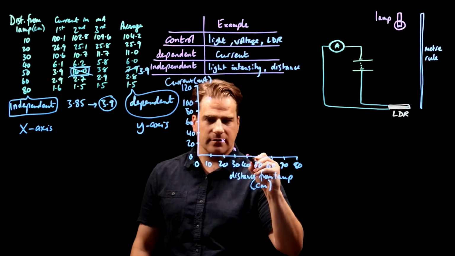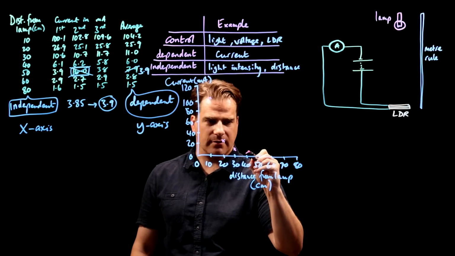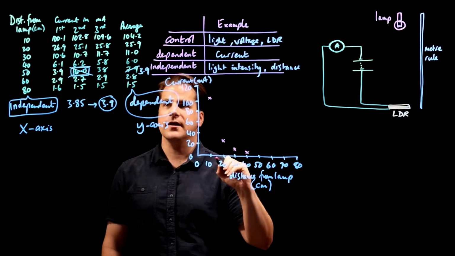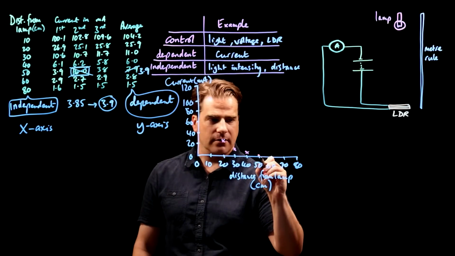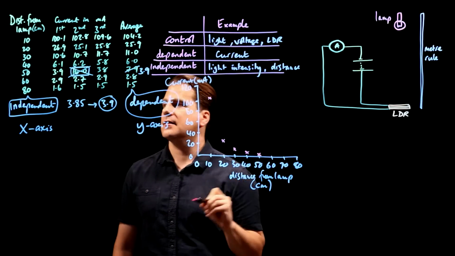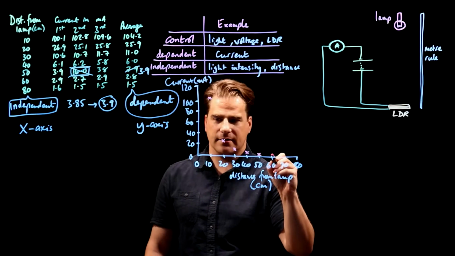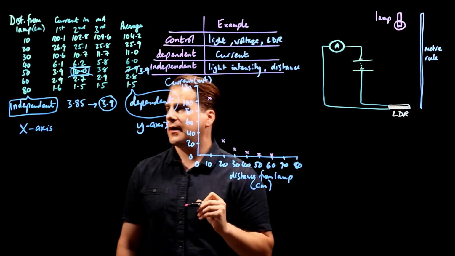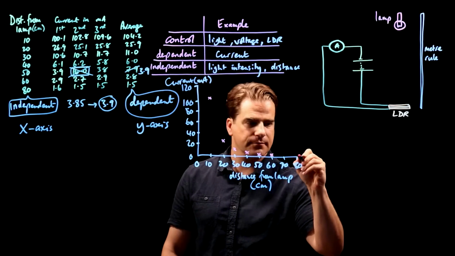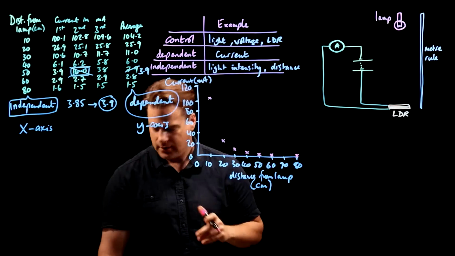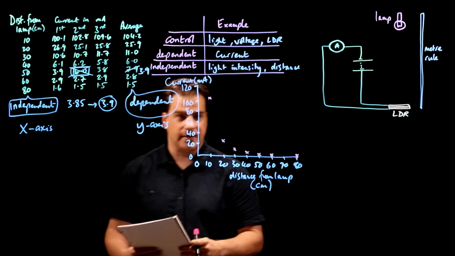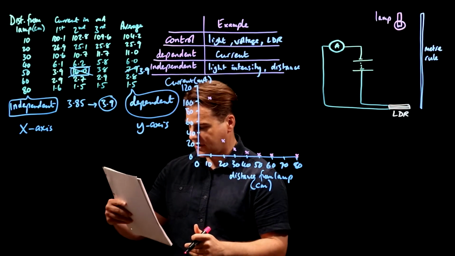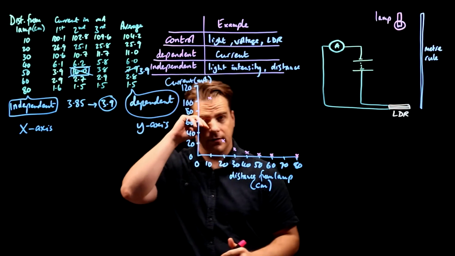40 and 6, that's about there. 50, 3.9, it's about there. 60, 2.8, 80, 1.5. Okay, there we go. And it says, right, well that's the graph plotted. Draw a curve of best fit for 1 mark.